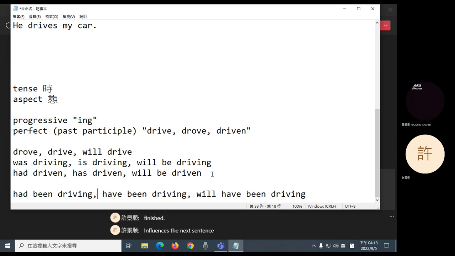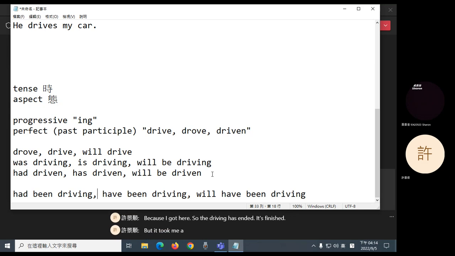the next sentence. So let's say I just drove here from Kaohsiung, and I just walk in the door, and the first thing that happens is some student comes up to me and says, "Teacher, teacher, will you please correct my essay?" My answer will probably be, "Maybe later. I have just been driving all the way from Kaohsiung. I'm kind of tired." So I don't say, "I drove here from Kaohsiung." I don't say, "I was driving here from Kaohsiung." I say, "I have been driving here from Kaohsiung." Because I got here, so the driving has ended, it's finished.